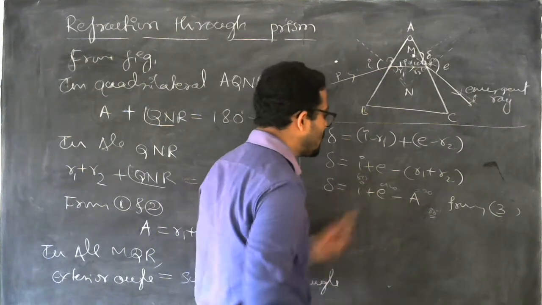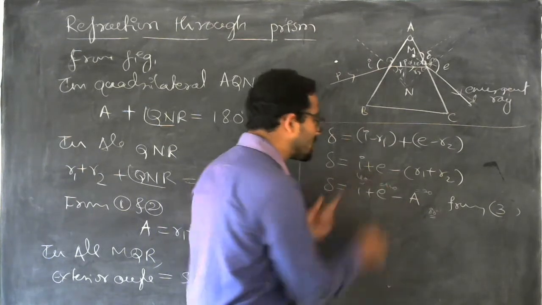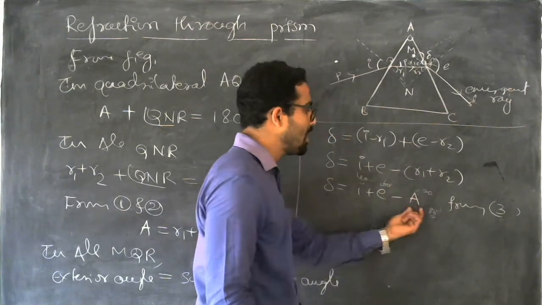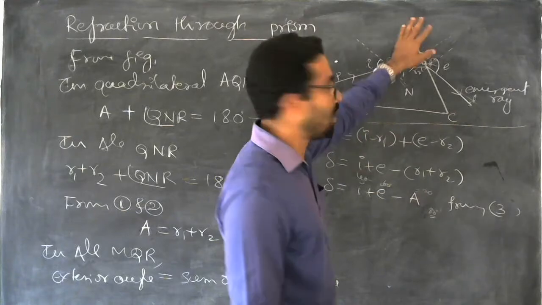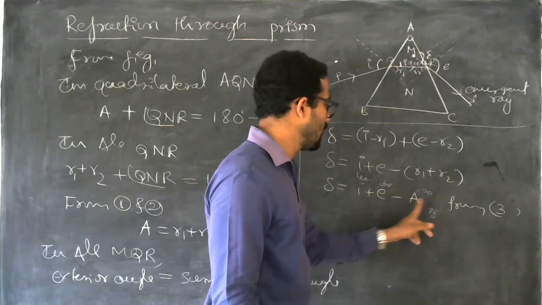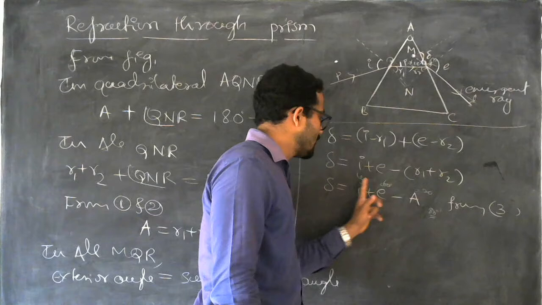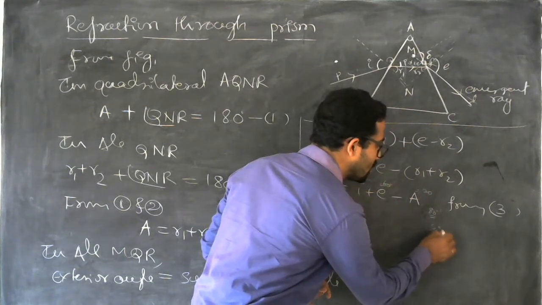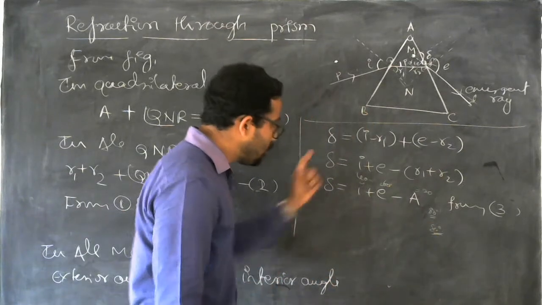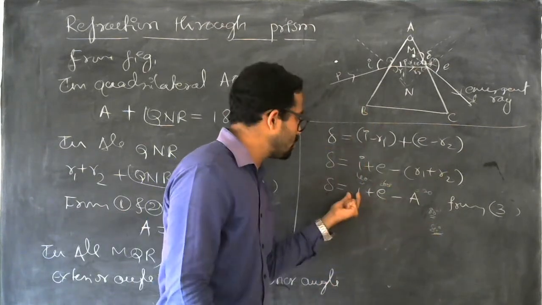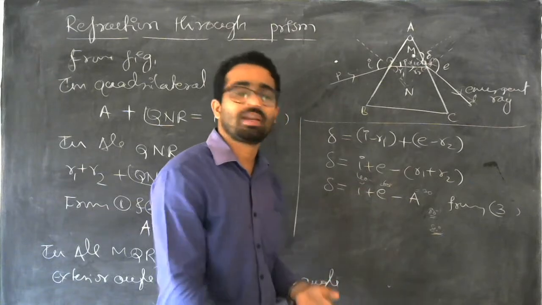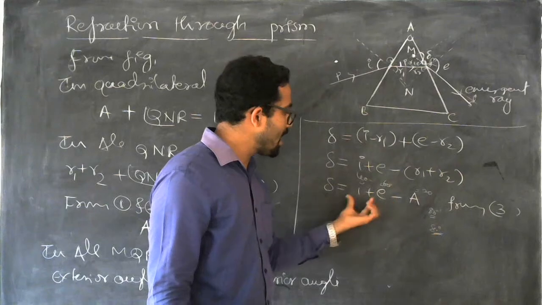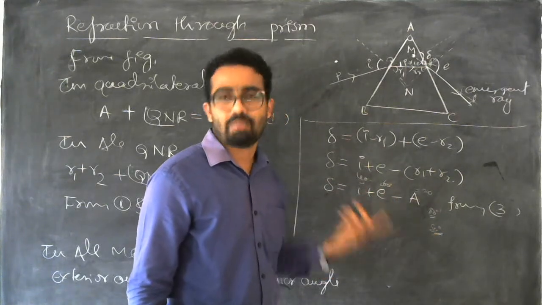Let us interchange the values. Let us write I is equal to 40, then E is equal to 60. Let A be the angle of the prism. It is a constant, 20. What happens again? 40 plus 60, 100 minus 20. Again, you will get 80. See, if you interchange the values of I and E, that doesn't affect the value of the angle of deviation. That's why I and E have a symmetry.